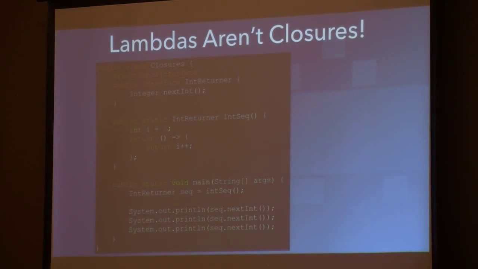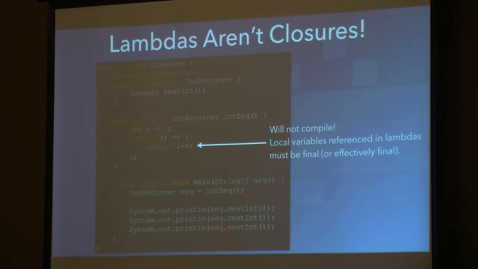We don't have closures in Java. Wait, I thought we had lambdas. Lambdas are not closures, unfortunately. So I've got this code here. I've got a functional interface that is an int returner, and I've got a lambda that returns a thing, increments it, yeah. The only problem is it doesn't compile. Darn it.